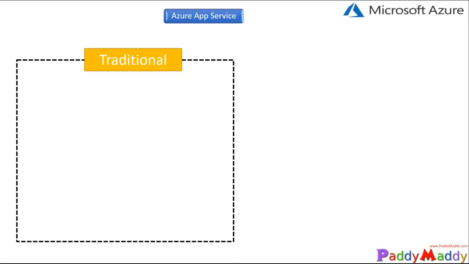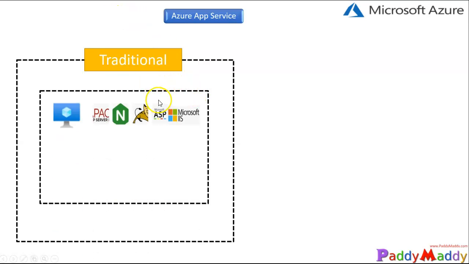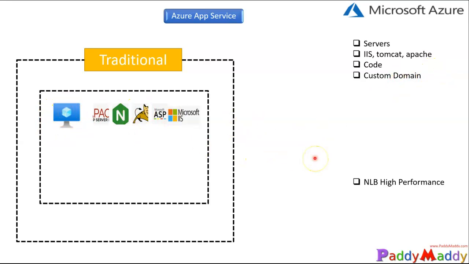When we look at traditional app services, let's say you have an environment where you might be working with a virtual machine or physical server hosting IIS, or maybe Tomcat or Apache or any other web application server. What you used to do is develop your code and upload it to this virtual machine. From outside, you can map your custom domain to this web server so that your applications work. That's not the end.